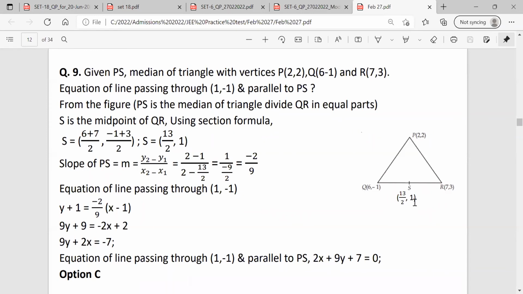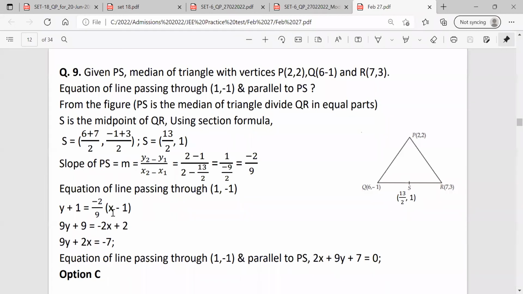Now what we have to find? We have to find the equation of the line. So for finding the equation of the line, we have to find out the slope of PS. We know the formula: m is equal to (y2 - y1)/(x2 - x1). So just simply solve it because we have all the coordinates here for P and S. P is (2, 2) and S is (13/2, 1). So (2 - 1)/(2 - 13/2). So here this value is -1/(-9/2). So we can rewrite this as -2/9.